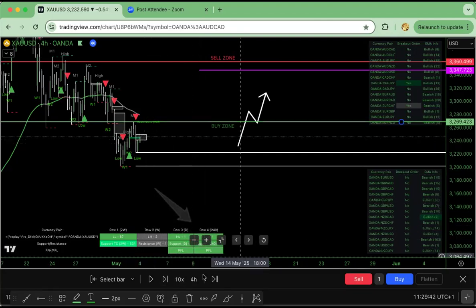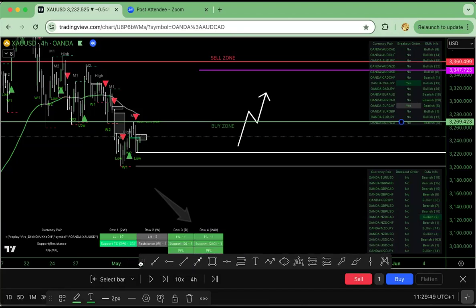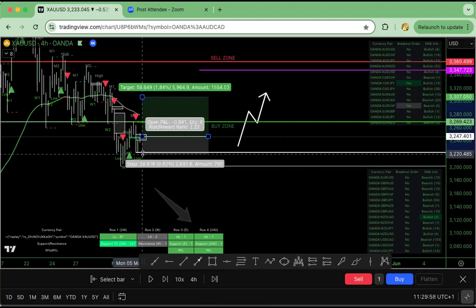So you enter here, look, you see morning. I'm trying to show you morning, guys and girls. I show you the morning if you want to see the morning. Okay, well, you enter here, stop loss below here.